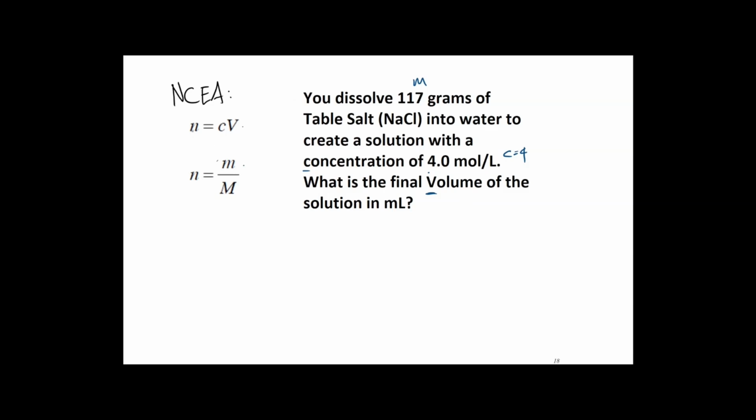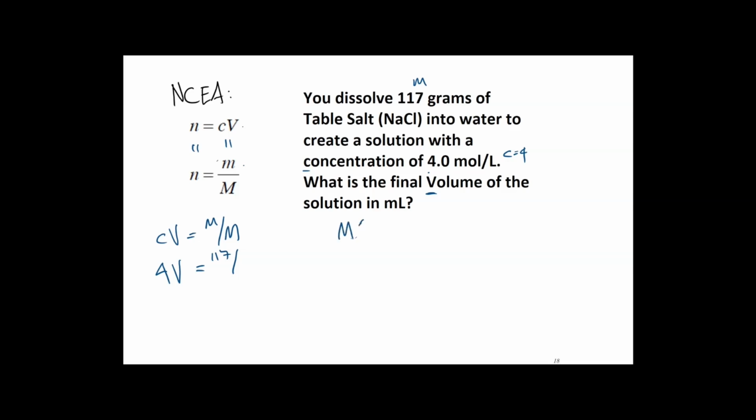So what I'm going to do, if N equals CV here and N equals m over big M, I'm going to set them equal to each other. So if N equals CV here and N equals this, then this must equal this as well, because N obviously equals N. So the concentration C, which is 4, times the volume V, equals little m, which is 117, over big M. Now, we don't know what big M is. We don't know what the molar mass of sodium chloride is, but we can pretty much work it out.